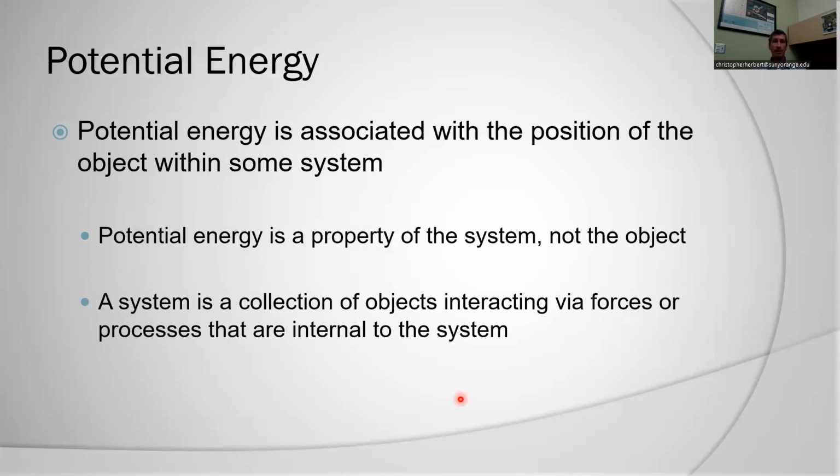So again, we can assign a potential energy to any of these conservative forces. Again, potential energy is associated only with position. It doesn't matter how I go from A to B. It's simply where I start and where I end up. Potential energy is a property of the system, and again, not the object. This is important because the system is the object and what's pulling on it, the field. The system, again, is a collection of objects that interact via forces.